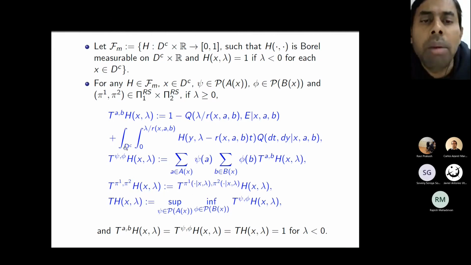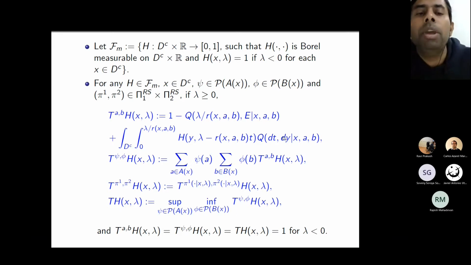But if it jumps to some D complement, say some state Y, now what is the new state? The new state is Y. Now you have already got this amount of reward Rxab, and so the remaining is lambda minus Rxab. So now you can think of it from the first jump time. You can think of it, okay, I am starting from Y, and what is the probability that I will exceed this level?